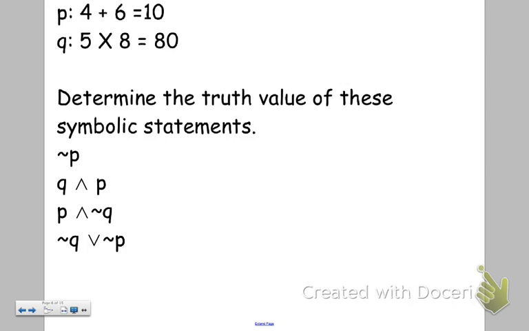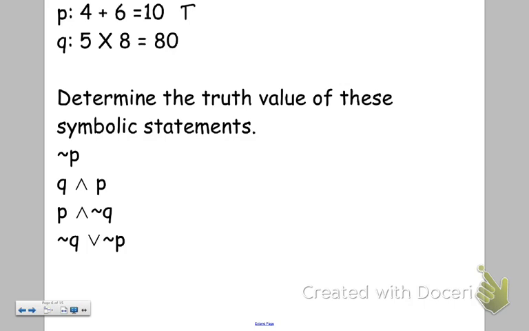Okay, so now that we've looked at some combinations of ands and ors and negations with truth values, let's look at two particular statements. We have statement P is 4 plus 6 equals 10, and we have statement Q is 5 times 8 equals 80. Now, is statement P true or false? Does 4 plus 6 equal 10? Yes, it does. So we can say that statement P is true.